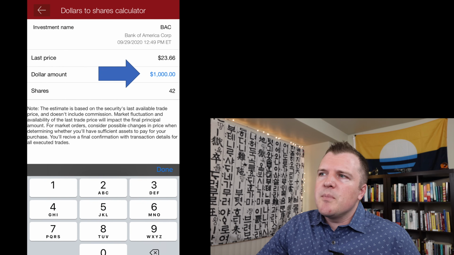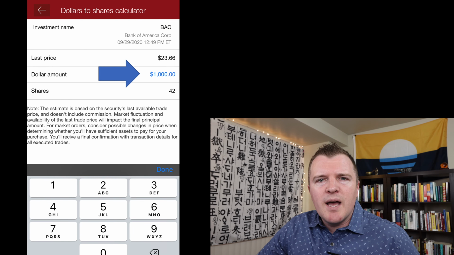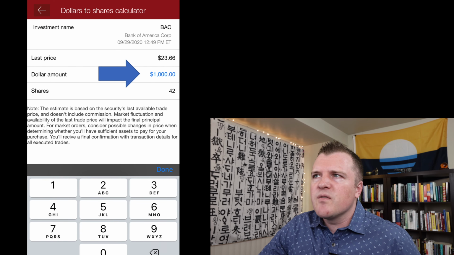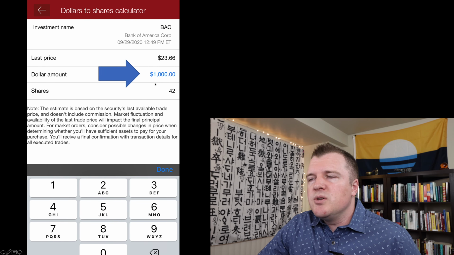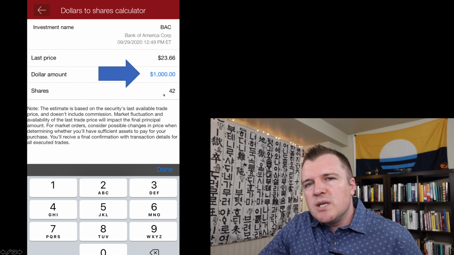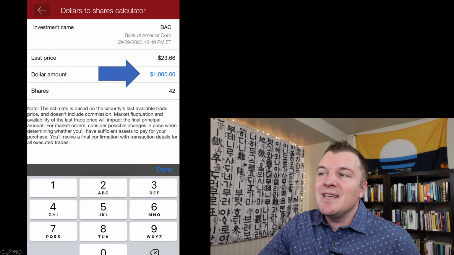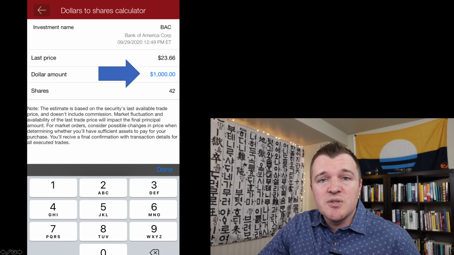And this will bring up an ability to punch in an amount. Let's say I want to buy $1,000 worth of Bank of America shares. On Vanguard, you just type in 1,000. It then calculates that you can buy roughly 42 shares. Why is Vanguard doing this? It's because they have not yet enabled the purchase of fractional shares.